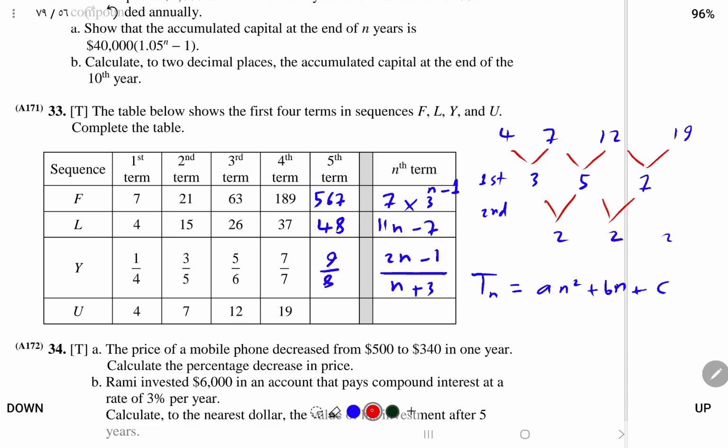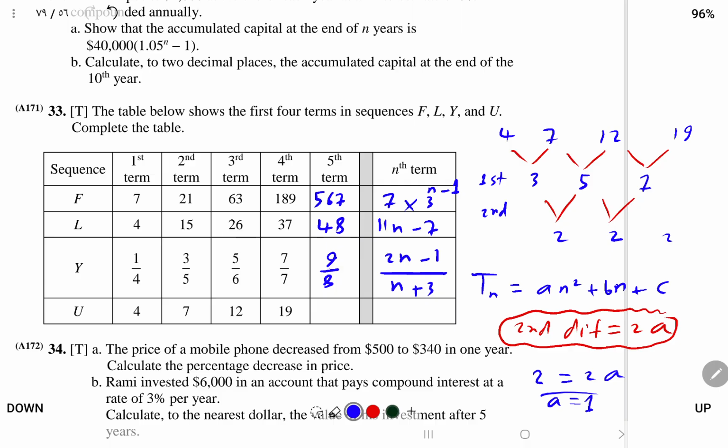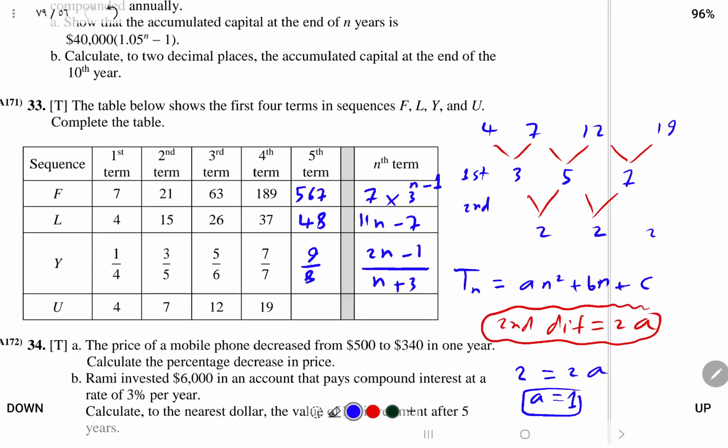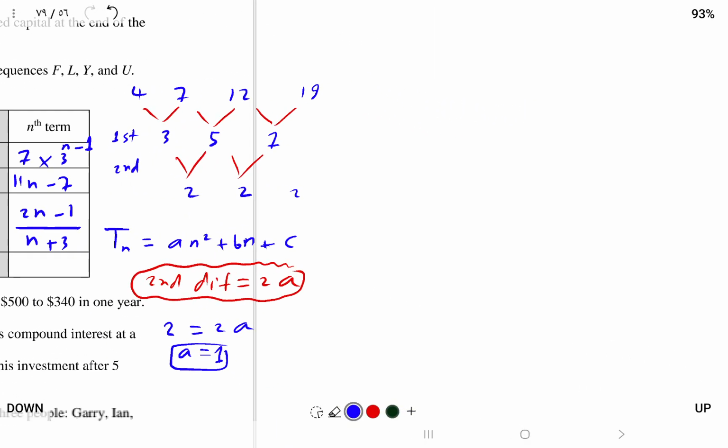We have a very important rule for the quadratic sequence. The second difference is equal to 2a. That's the rule that you have to use in order to find the nth term for the quadratic sequence. So here we say that the second difference, which is 2, is equal to 2a, and this means a is equal to 1. Like this, we have found a. Now we have to find b and c.